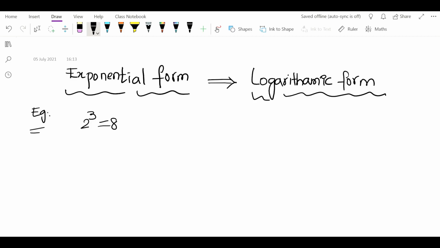How to convert this 2 cubed equals to 8 into logarithmic form means, first you write log symbol. Beside that you write resultant value, and then you write base value just below the log symbol, which is equal to the exponent value.